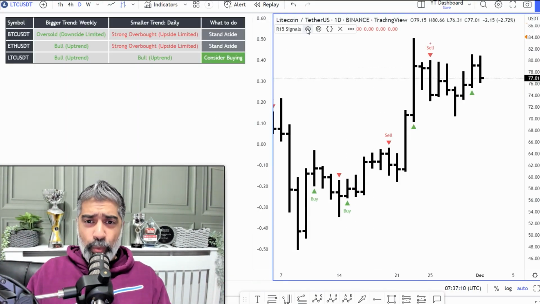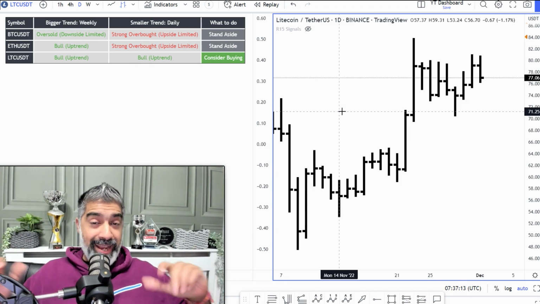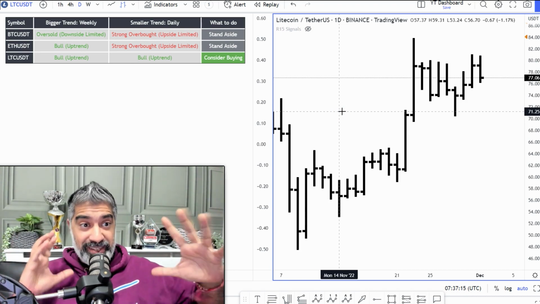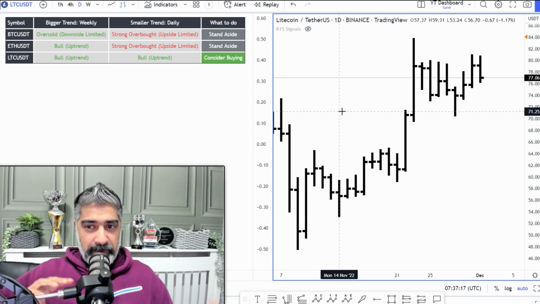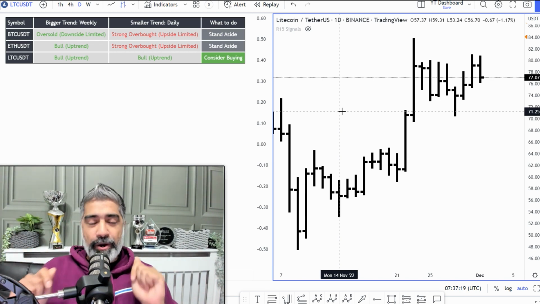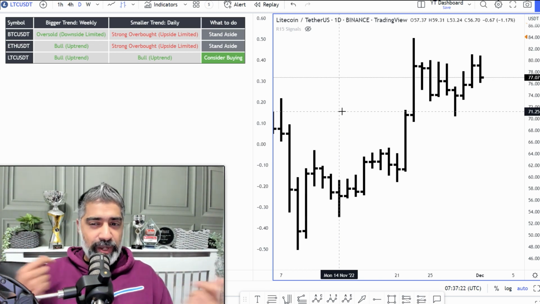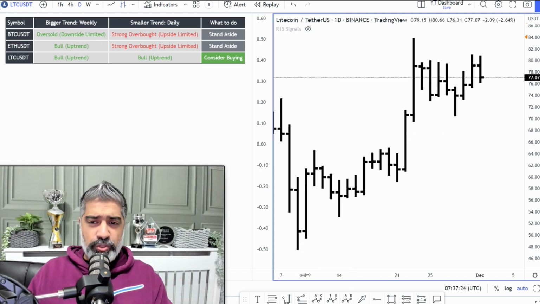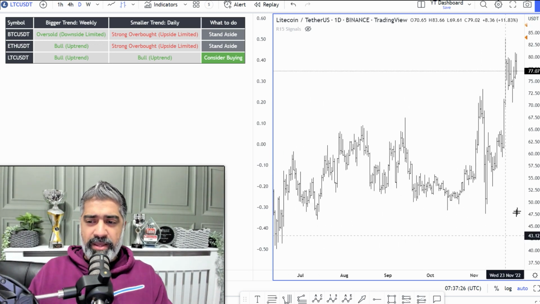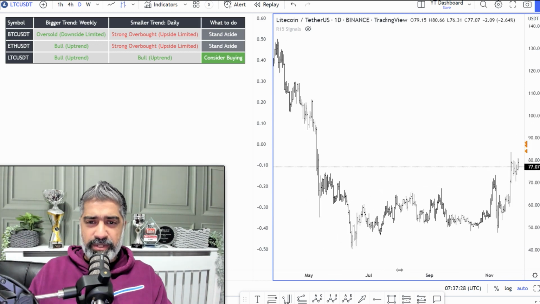So with Litecoin, what I want to do is look at the double time frame momentum, which is the dashboard. It says consider buying. But now I'm going to do some analysis on pattern position and look at a bit more detail. So let's zoom out a bit with Litecoin and see what this is looking like. I'm going to zoom out over here.